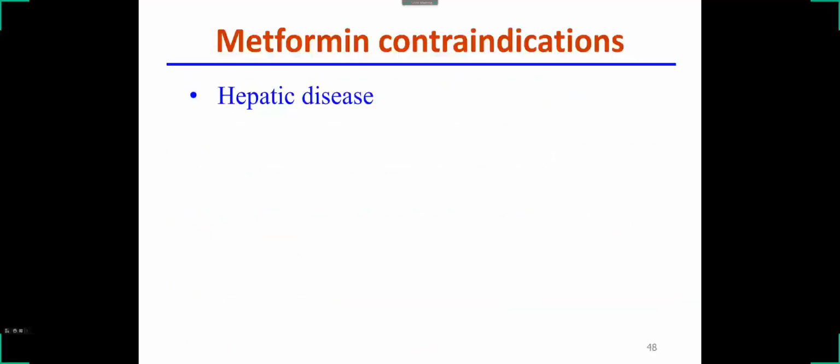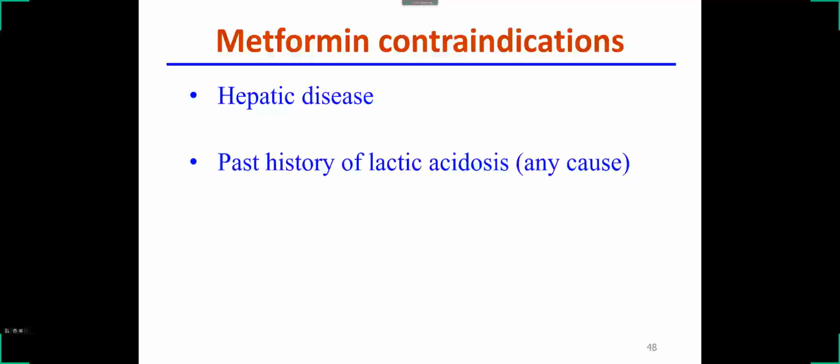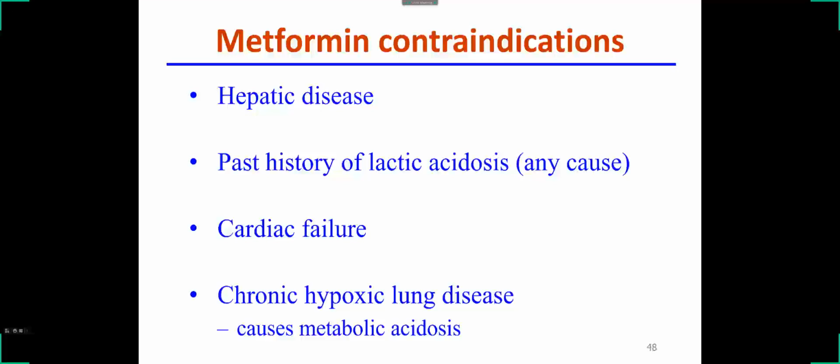So what are the contraindications for metformin use? Hepatic disease, obviously, because you need the liver to clear it, and because of the impact on liver function by metformin. A past history of lactic acidosis, of any cause, means the patient shouldn't be given metformin. And with any cardiac failure, the patient should again not be given metformin. And finally, any chronic hypoxic lung disease, which could cause metabolic acidosis, is also a risk.